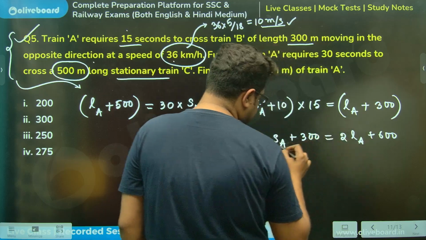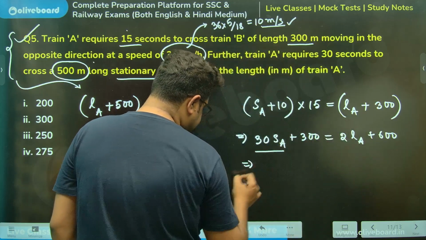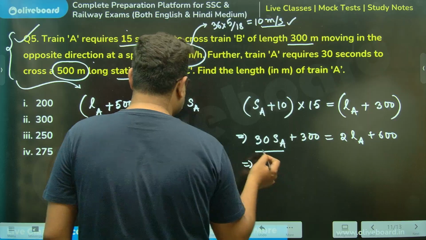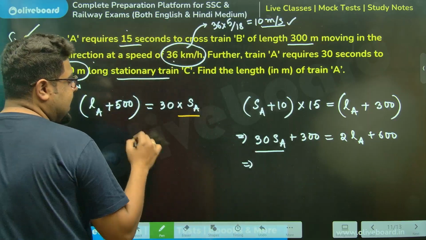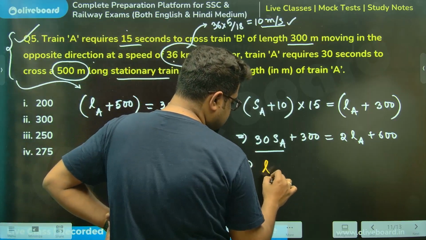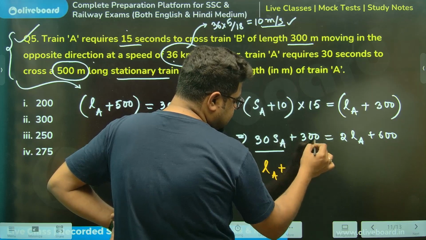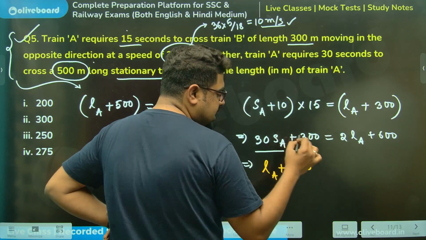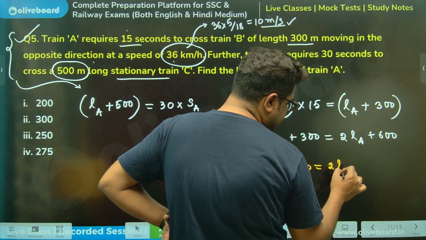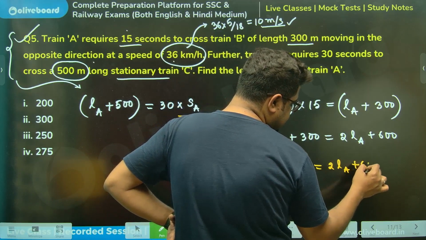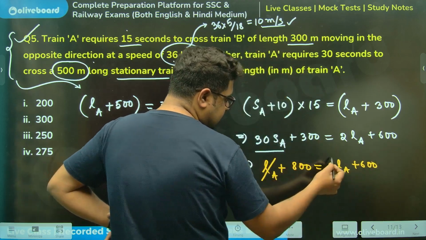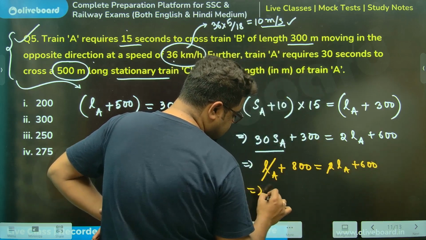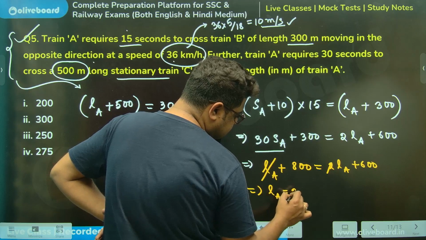Now, why did I multiply this? Because I'll put this value directly, this I know, as LA plus 500. LA plus 500 plus 300 becomes 800. That is equal to 2LA plus 600. LA and this 2 gone. So length of A becomes 200.